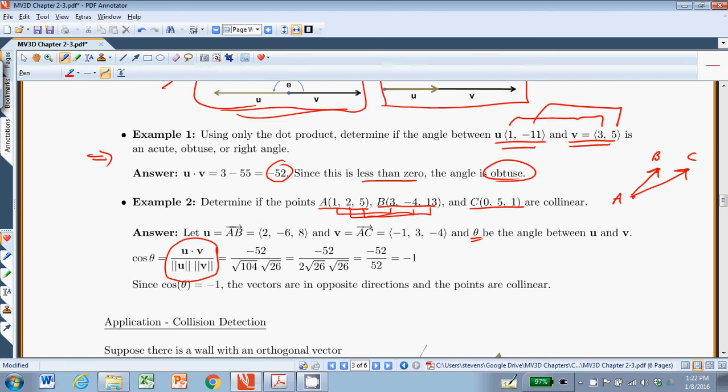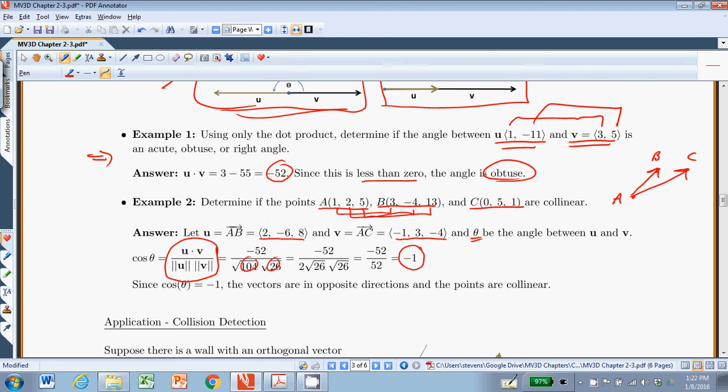When I take their dot product, it's going to be 2 times -1 plus -6 times 3 plus 8 times -4. That's going to give me -52, if you kept track of that, which I didn't, so I'm going to assume that it's correct. Then you divide by the size of u times the size of v. That's the square root of 4 plus 36 plus 64, and the size of v is the square root of 1 plus 9 plus 16. Do a little simplifying, and it actually turns out to be -1.